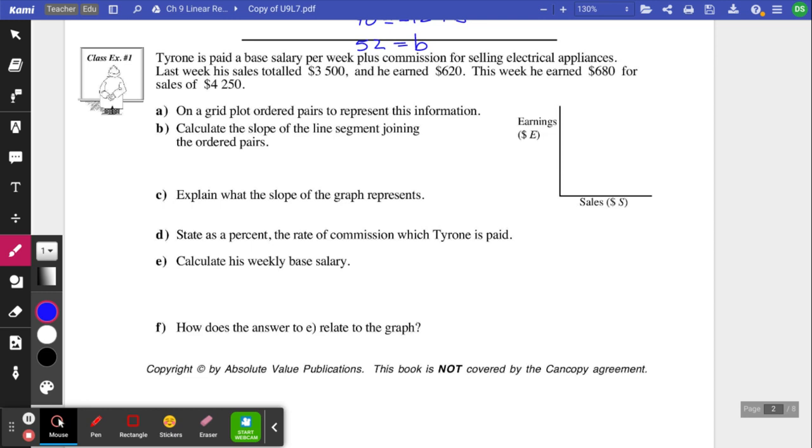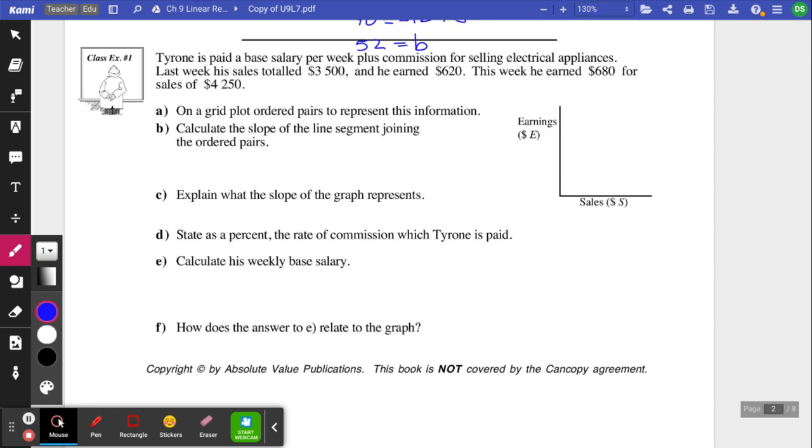Tyrone is paid a base salary per week plus commission for selling electrical appliances. Last week, his sales totaled $3,500 and he earned $620. Now, hold on, wait. You understand how his sales and what he earned are different? He's selling appliances, maybe door to door, or maybe he's in the store, and he says, can I help you find something? Lots of times they're working on commission. So while he sells $3,500 in total, he's earning $620.